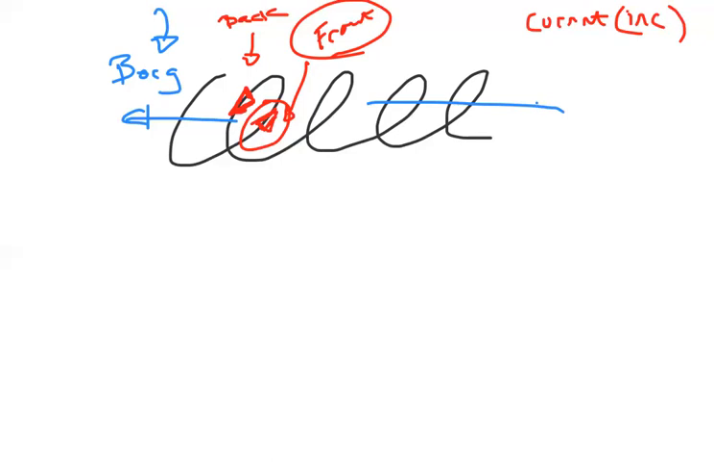Wait, what are we comparing the initial current? What is the initial current that we're comparing this current to?